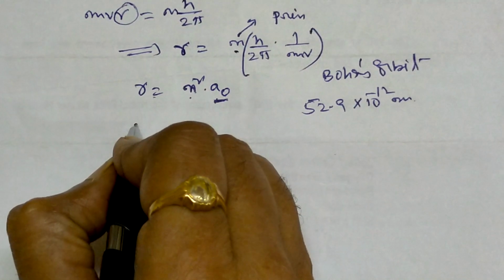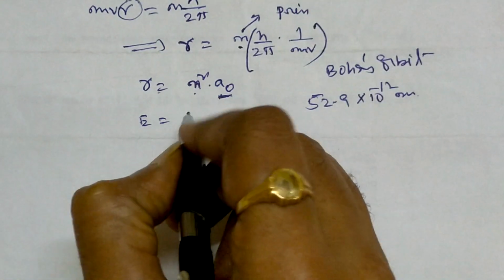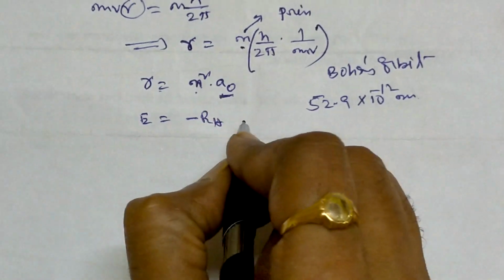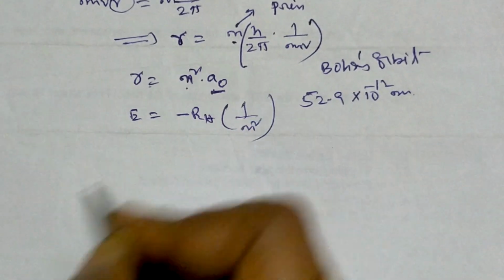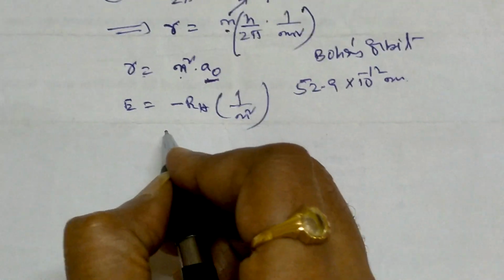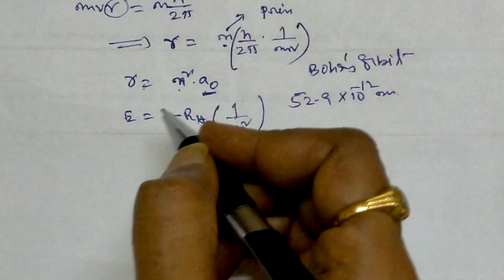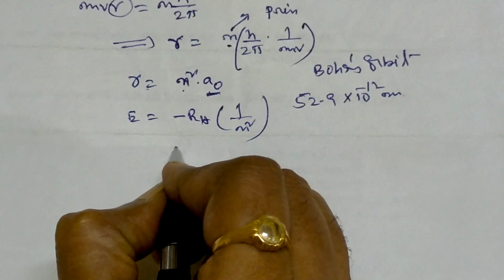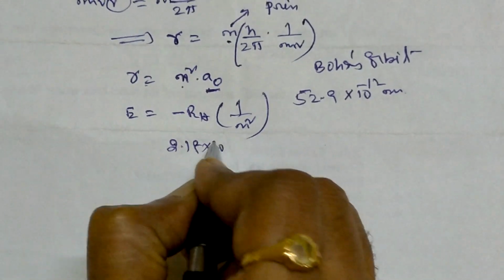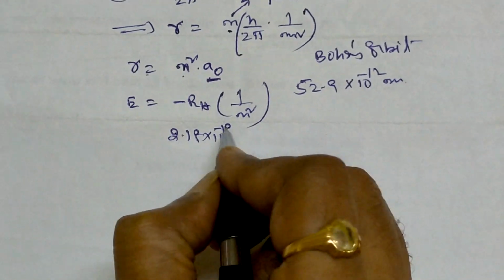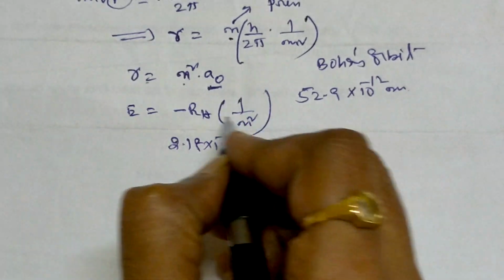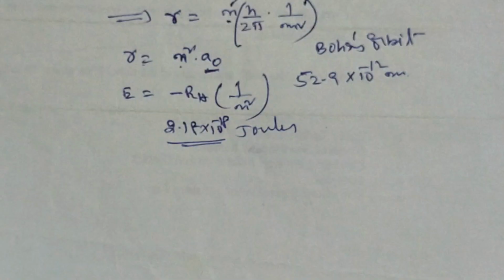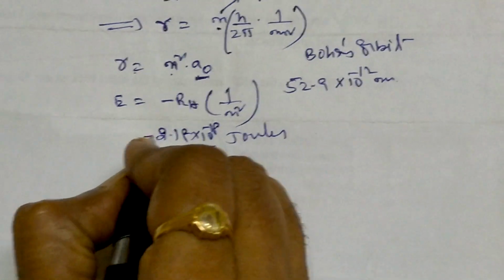Now, how much is the energy? Energy E equals minus RH, the Rydberg constant, into 1 by n square. How much is the Rydberg value? Everybody knows that value, which is 2.18 into 10 to the power of minus 18. Why minus, we will see. And if n equals 1, that is the value in so many joules. That is the first orbit energy. Always we will keep minus.